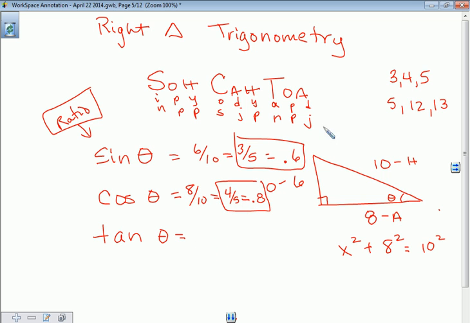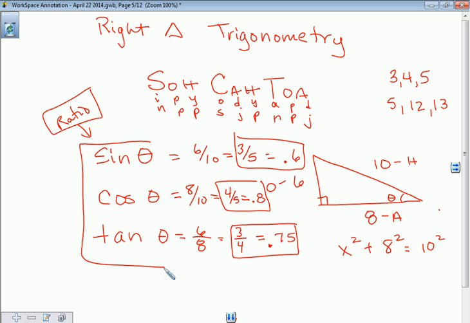Tangent. Tangent is the ratio of the opposite side to the adjacent side. The opposite side is 6. The adjacent side is 8. So these will be your answer choices: 3/4 or 0.75. So if it just asks for this, do not give it the angle. It'll ask for theta if it wants the angle. This would just be the ratio. Any questions?